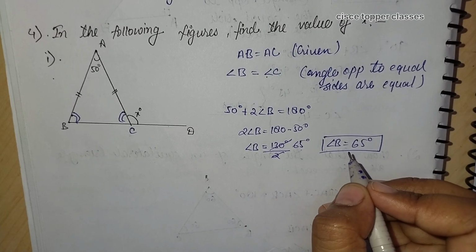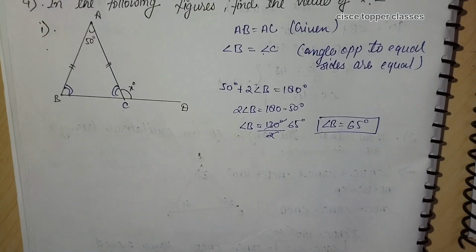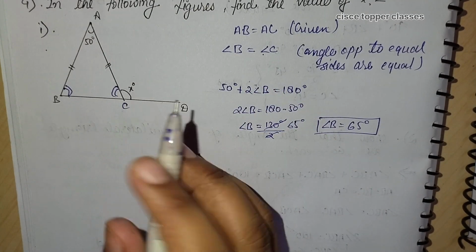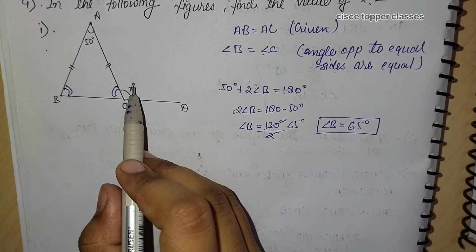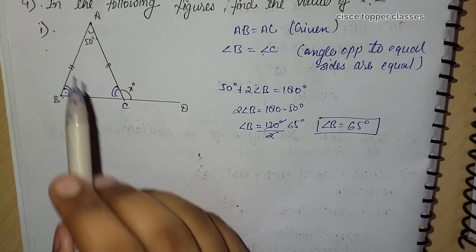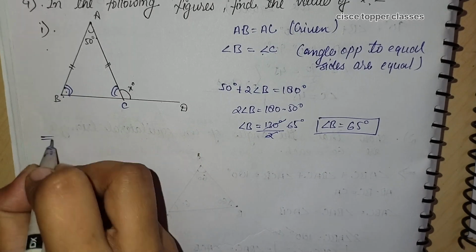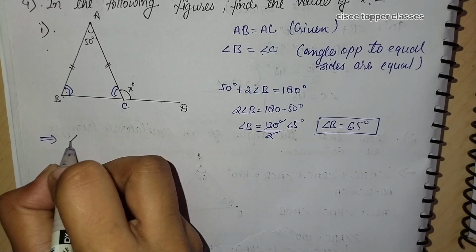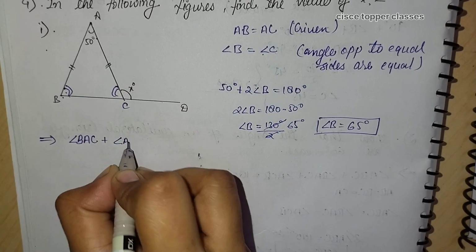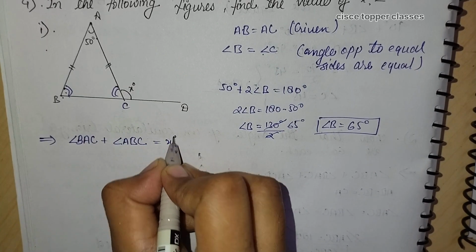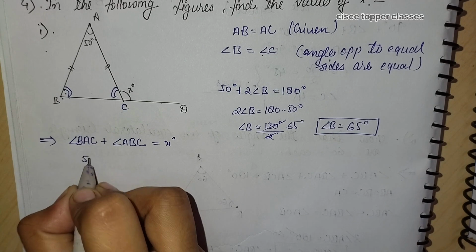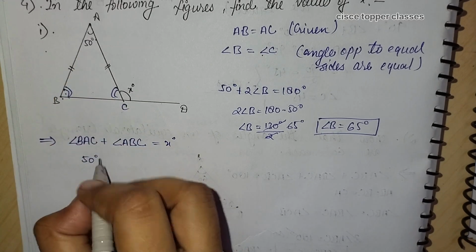Now we have to find the value of x. Because x is an exterior angle, it equals the sum of the two opposite interior angles of the triangle. So this is the rule here. So we can write angle BAC plus angle ABC is equal to x degrees. So BAC is 50 degrees as given. Angle A is 50 degrees.